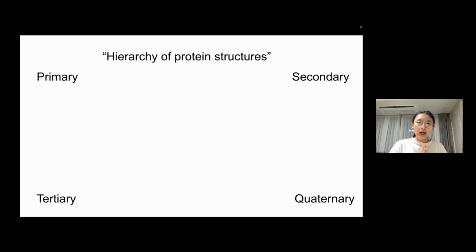Oh, right. We also have the hierarchy of protein structures. And what I mean by that is, for proteins, they can be divided into primary, secondary, tertiary, and quaternary structures, depending on the number of polypeptide chains that they have and the types of bonds that bind these polypeptide chains together. We classify them into 4 different hierarchy levels.